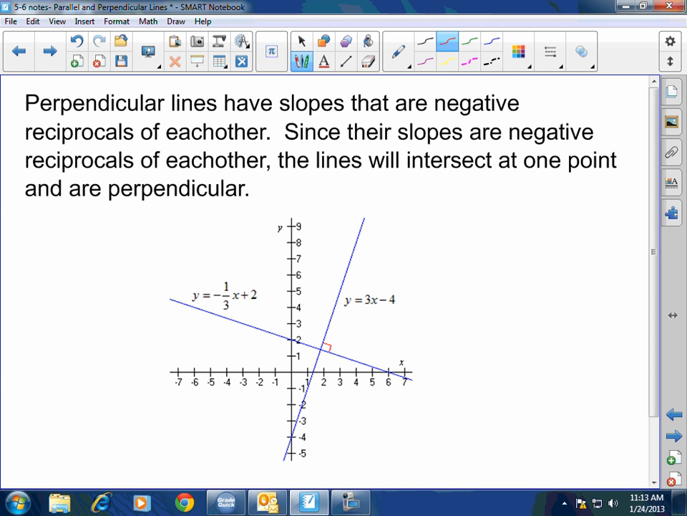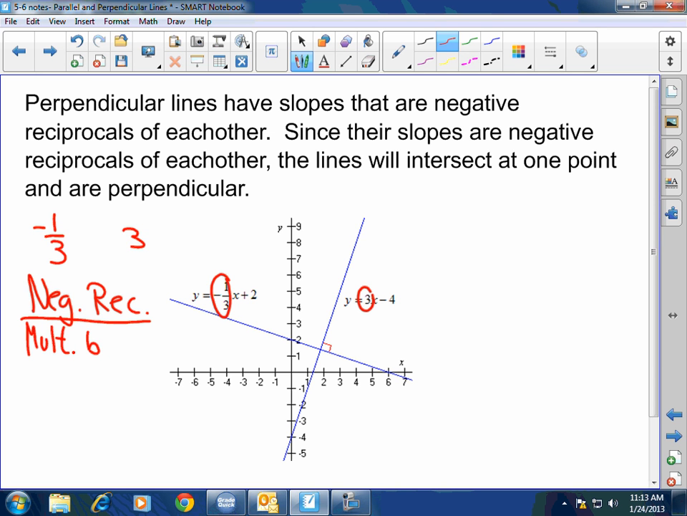Now, what's this whole negative reciprocal jazz? Well, look at the slope of this guy. It's negative 1/3. The slope of the perpendicular line is 3. A negative reciprocal is found very easily. A negative reciprocal is found by multiplying by a -1, and then step 2, flip it. So guys, what's negative 1/3 times -1?